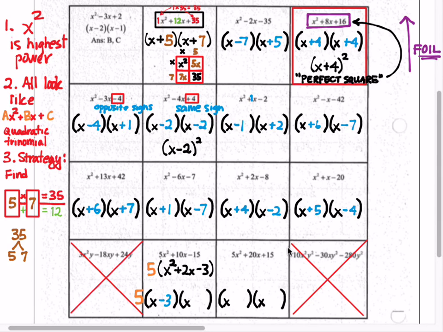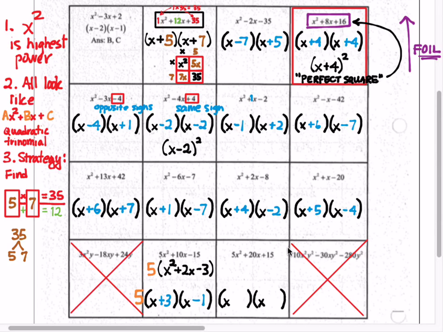Negative 3, positive 1. Negative 3, positive 1? Yeah, check that. Remember, the sum needs to be 2. And since the sum needs to be positive, that means the larger of the two numbers in absolute value needs to be positive. So we want the plus sign on the 3 so that the sum can remain positive 2. So 5 times quantity x plus 3 times x minus 1.